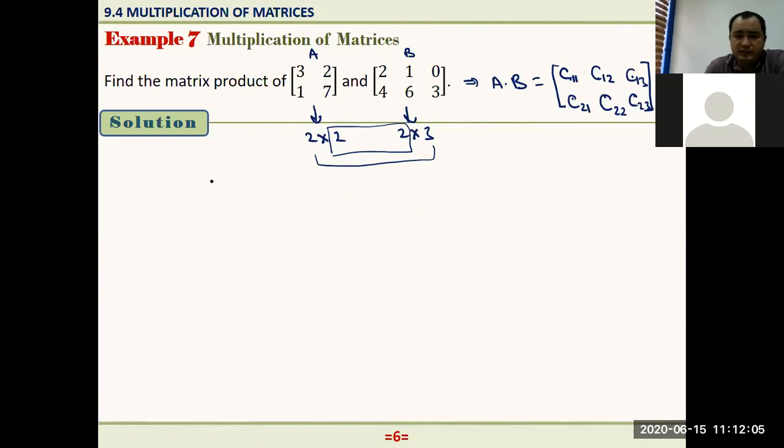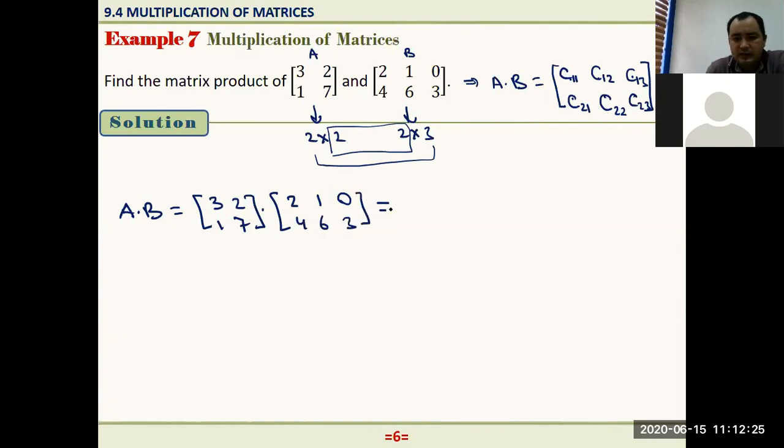So let's do this here. Now let me just write here A times B, that's equal to the first one is 3, 2, 1, 7, and the second matrix is 2, 1, 0, 4, 6, 3, and is equal to, so I'm going to write these entries here. 1, 2, 3 here, 1, 2, 3.